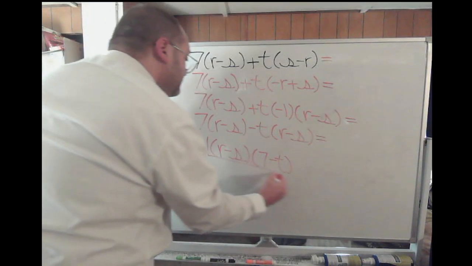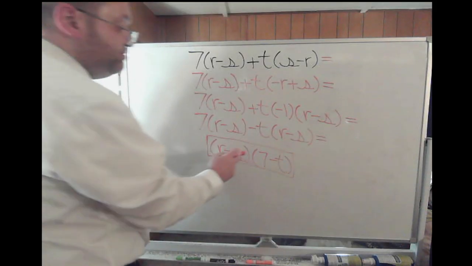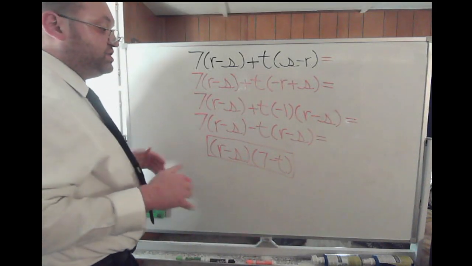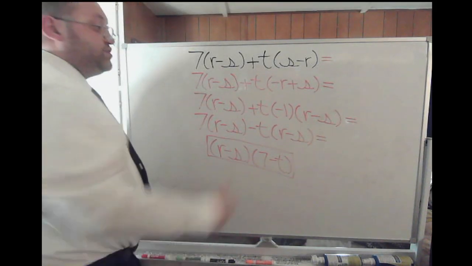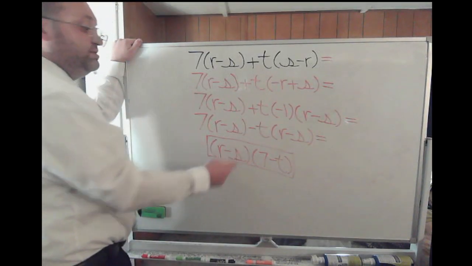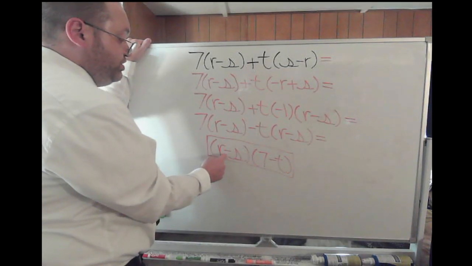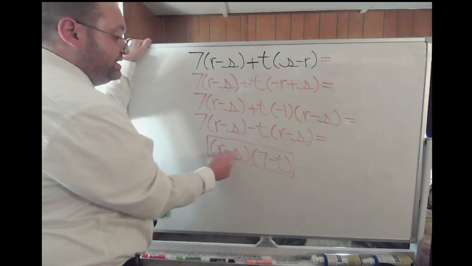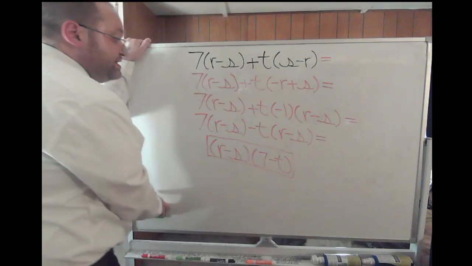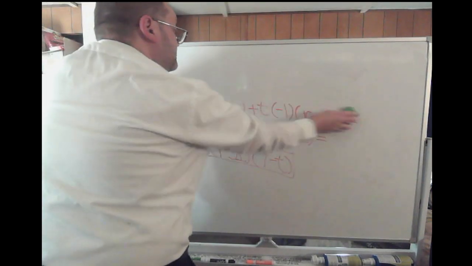So sometimes you'll have to get a bit creative. Sometimes you've got to get a little bit creative to solve these by factoring out a negative 1. Sometimes that's your biggest line of defense to help you, is to factor out that negative 1. So the answer you should get for this would be the quantity of r minus s times the quantity of 7 minus t.